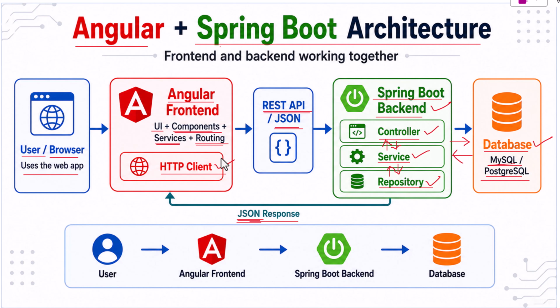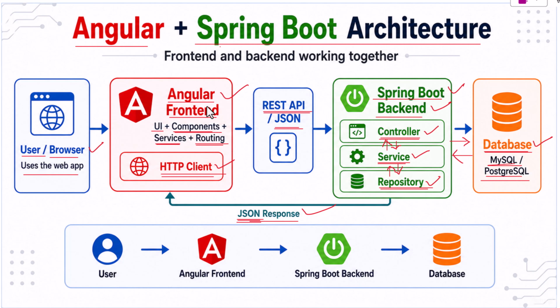So the complete flow is easy to remember. User interacts with the browser. Angular handles the front end. Angular sends a REST API request using HTTP client. The request goes to the Spring Boot controller. Controller calls the service layer. Service layer applies business logic. Repository layer talks to the database. The database returns data. Spring Boot sends a JSON response back to Angular. And Angular updates the page for the user.